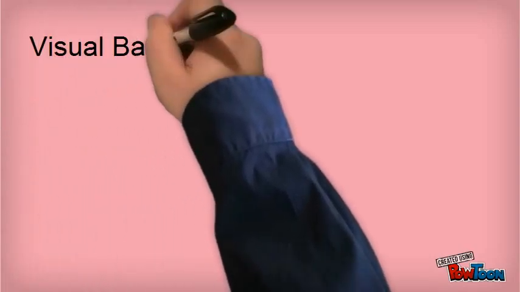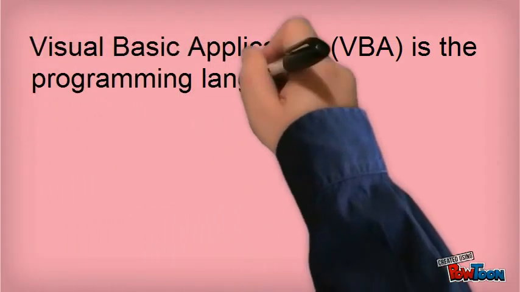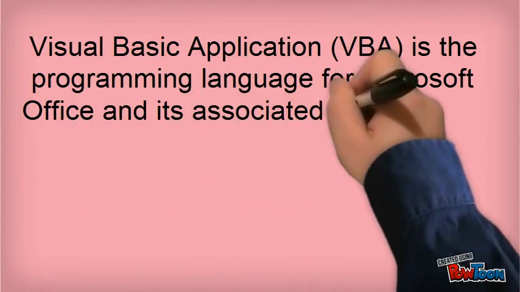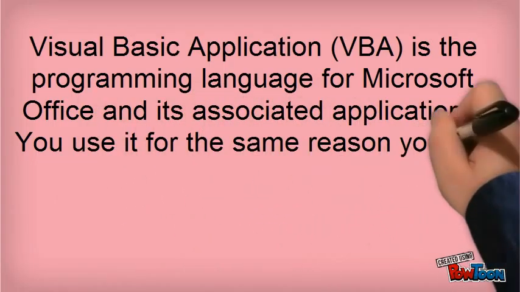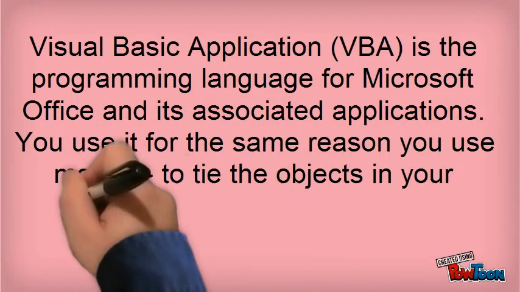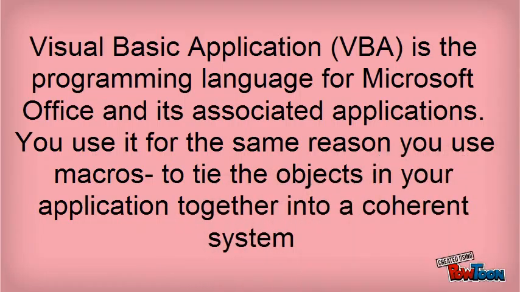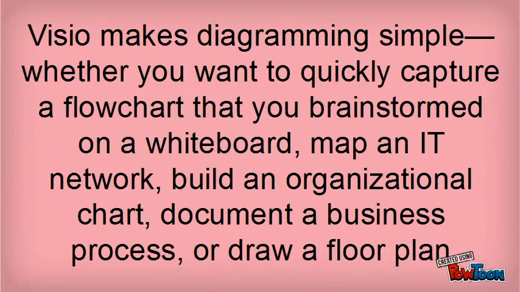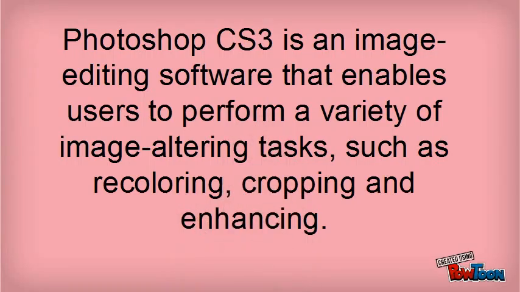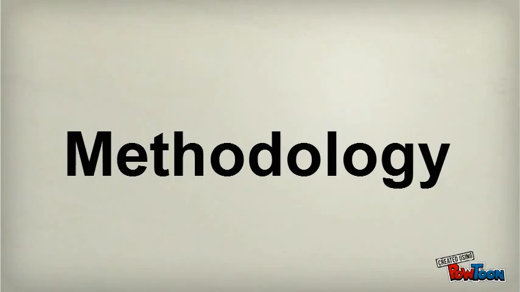Visual Basic Application (VBA) is the programming language for Microsoft Office and its associated application. You use it for the same reason you use macros, to tie the objects in your application together into a coherent system. Visio makes diagramming simple. Whether you want to quickly capture a flowchart that you brainstormed on a whiteboard, map an IT network, build an organizational chart, document a business process, or draw a floor plan. Photoshop CS3 is an image editing software that enables user to perform a variety of image altering tasks such as recoloring, cropping, and enhancing.